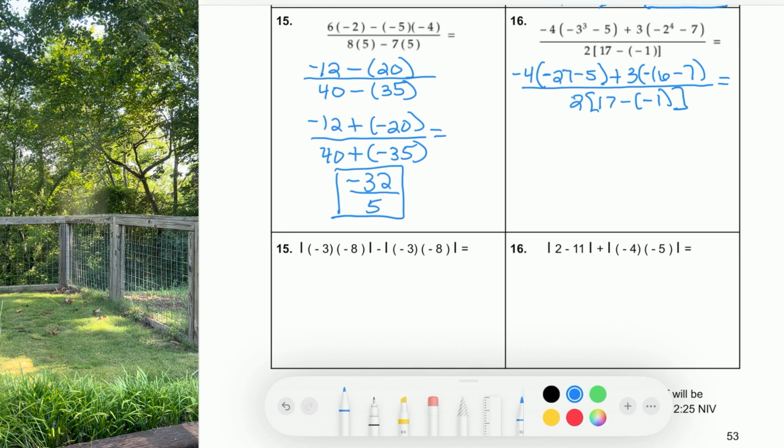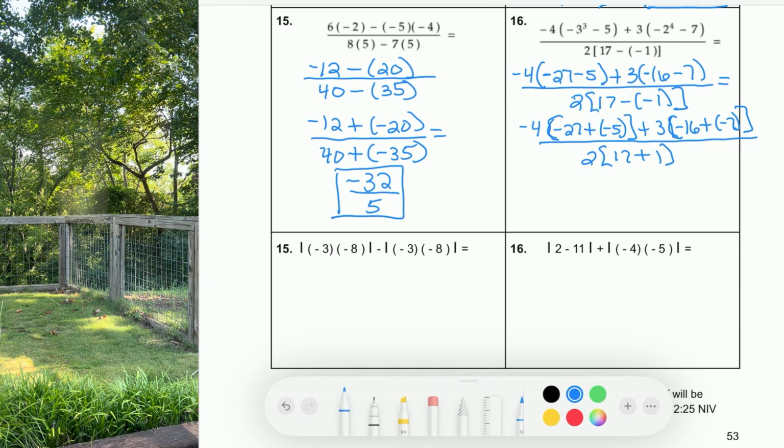All right, I'm going to go through and do keep it, change. So I have negative 4 times negative 27 plus negative 5. And then I have negative 16 plus negative 7. And I'm going to do the same thing in the denominator. I have 17 plus 1.